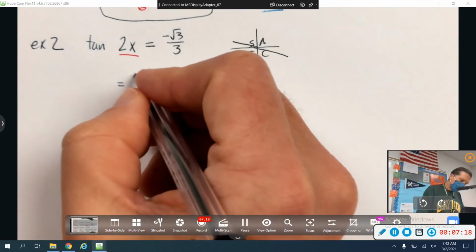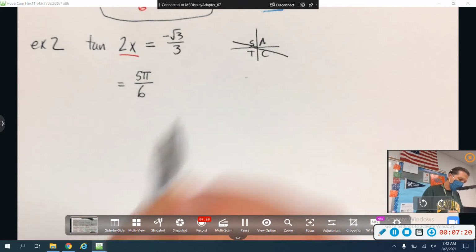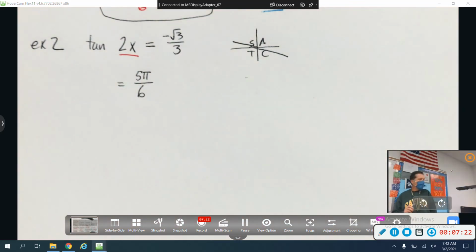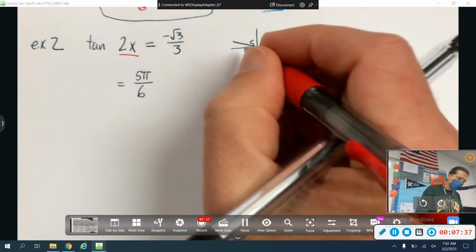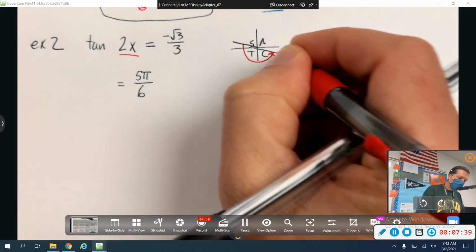So that would be 5 pi over 6. But there's a trick to tangent that's a little bit different. Of course, tangent's always a little bit different. The period for tangent, what's the period for tangent? Do you remember? Pi. Because tangent answers are always pi apart, not 2 pi apart.